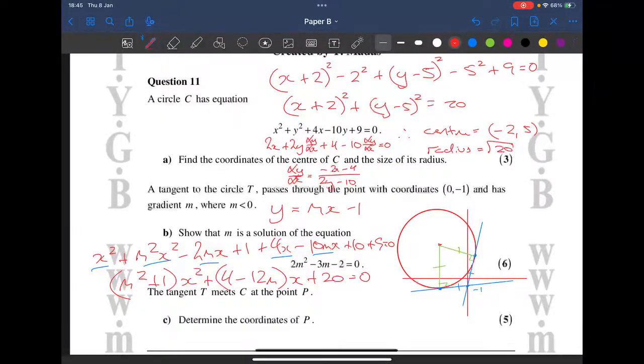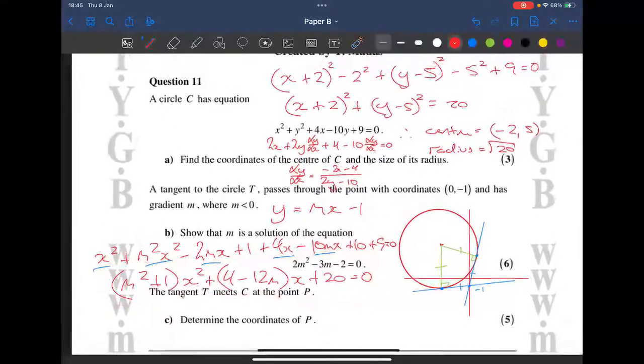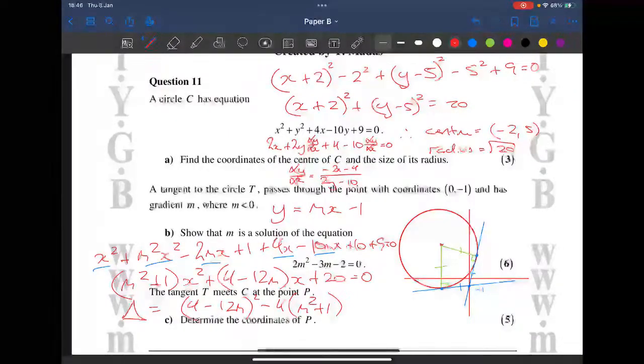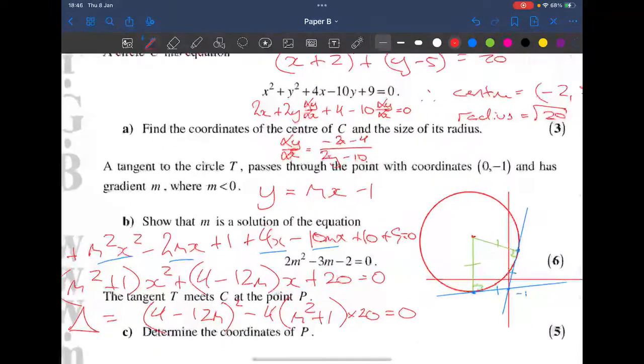And like we say, they do touch it, but they're repeated roots. So where we have this quadratic, the discriminant must be 0. So when we look at the discriminant of this quadratic, b squared, so 4 minus 12m, all squared, minus 4 times a of m squared plus 1, times by c of 20. Like I say, that should equal 0.